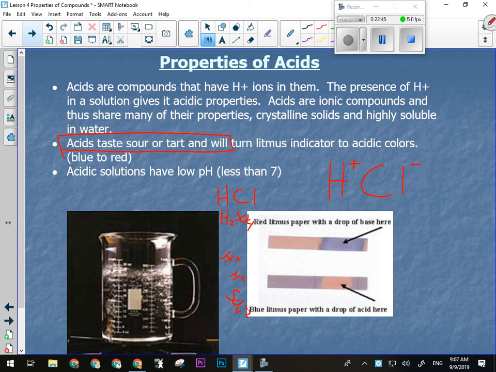I made the solutions up on Friday. That one actually smoked a little bit when I made it, so it's good. Really, really good. Yeah, that happens when you add acids to water.